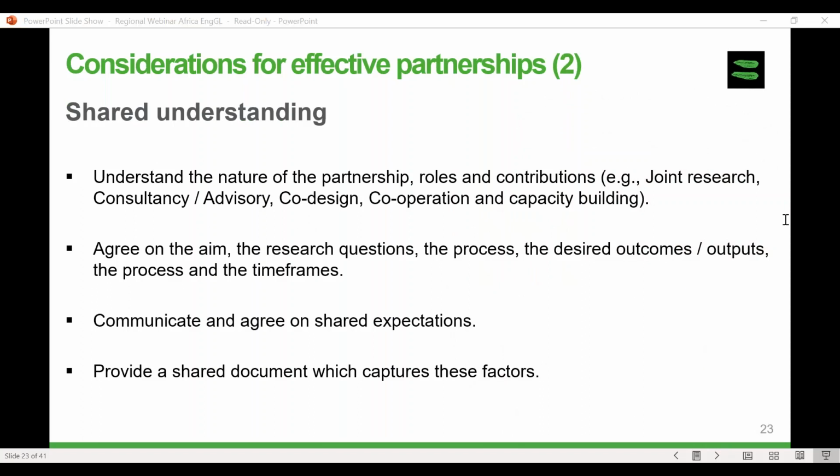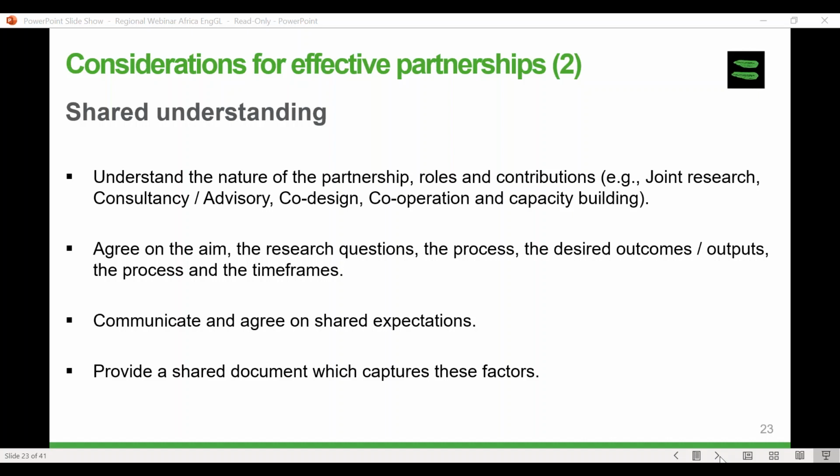So if we have a look at shared understanding, the partners need to understand the exact nature of their partnership, their roles, and their contributions. So for example, is it a joint research project, or is one of the partners playing a more advisory role? So this needs to be clear.